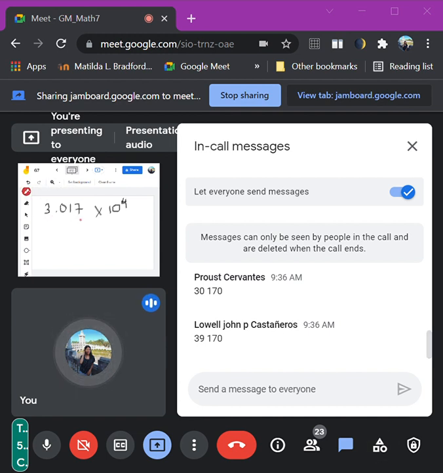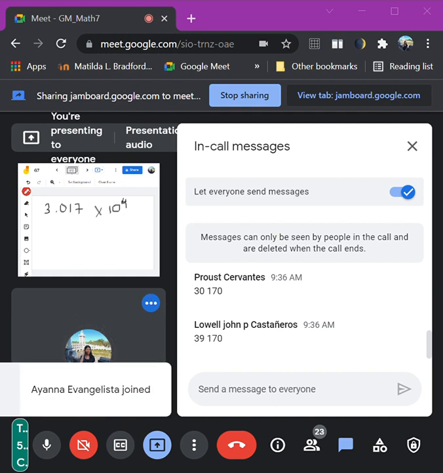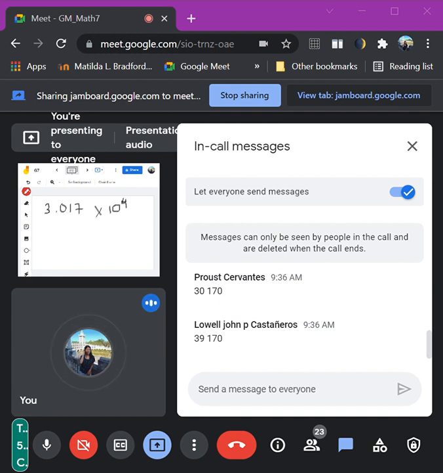So, class, what is our given? Scientific or decimal? Scientific. Okay. So we will change it into decimal, right? We look at the exponent, class, it is positive, positive 4. So where is our movement? To the right or to the left? To the right. Right.